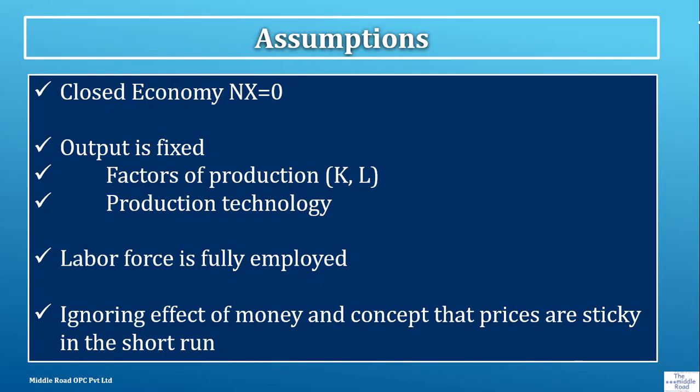Let's look at some of the assumptions. We are doing this for a closed economy; we'll also come to an open economy. In a closed economy, NX, which is net exports, is zero, that is exports minus imports. We saw output is fixed. We looked at factors of production, which are capital and labor, and this will come in a different module. We also saw production technology, which we are keeping fixed. We are assuming the labor force is fully employed. Till now we are ignoring the effects of money.